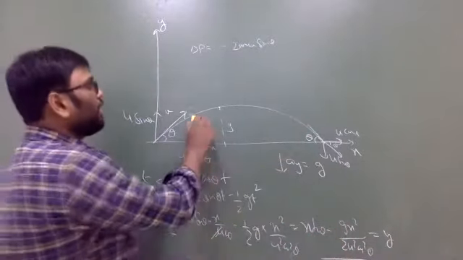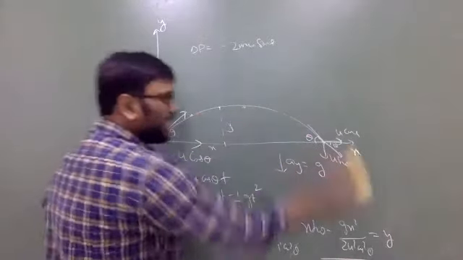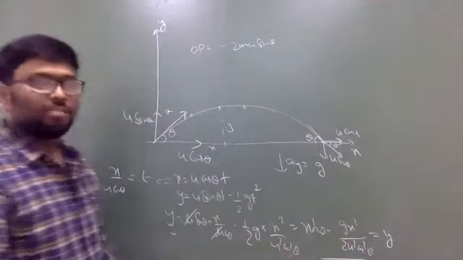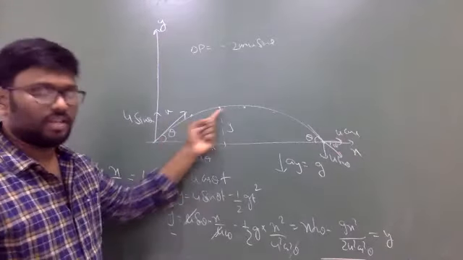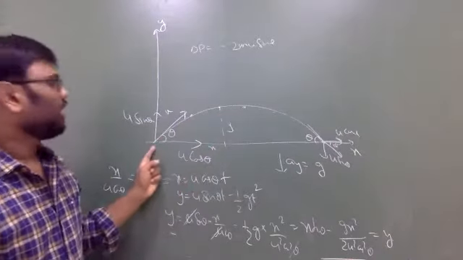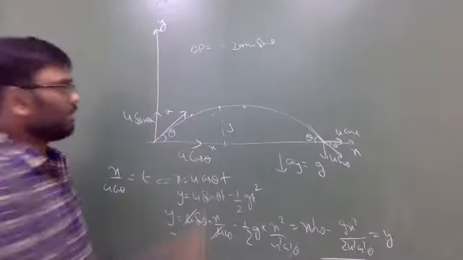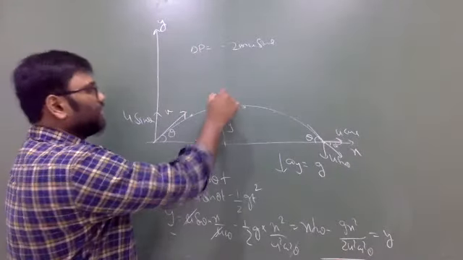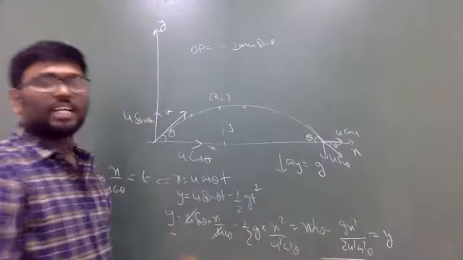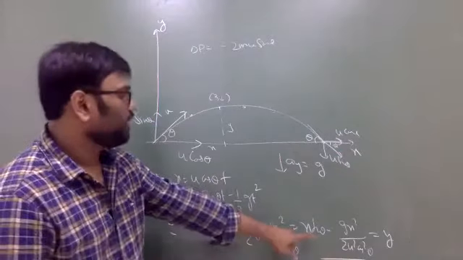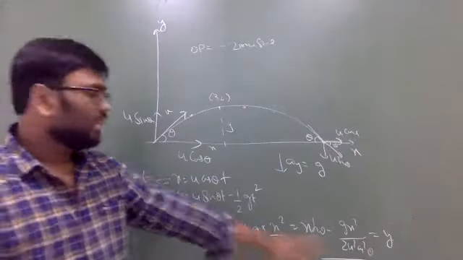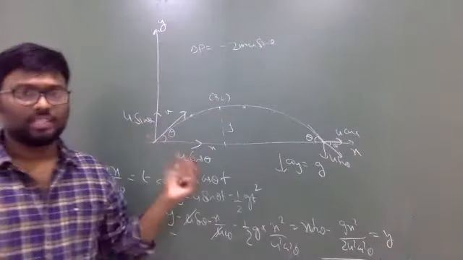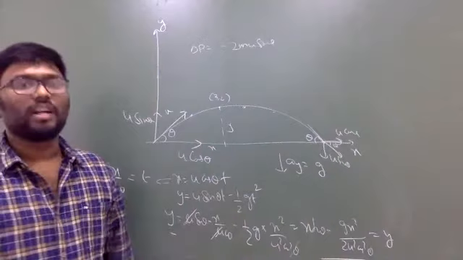So any point on this projectile will satisfy this particular equation. Suppose there is a point, maybe 4, 5, or 3, 2. Maybe this point is 3, 2. You substitute this point into the equation to satisfy this. So when you put x is equal to 3 here, put the theta value, put the g value, then you get y as 2. That is the meaning of it. That is the equation of the trajectory.